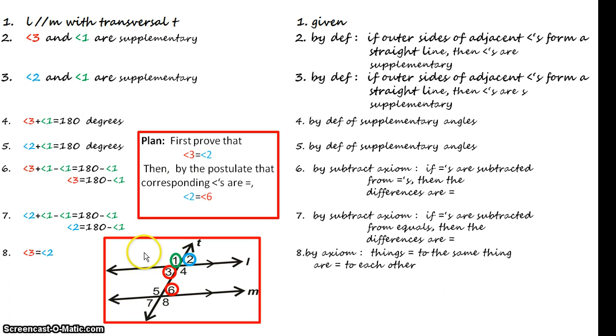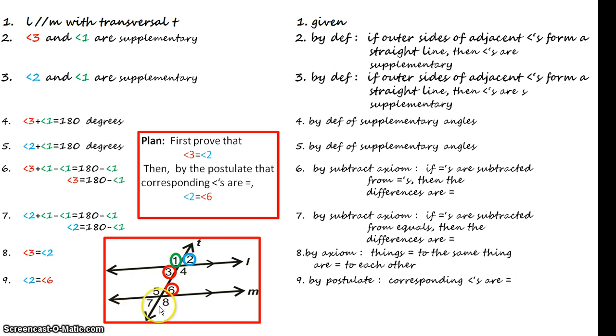So now that we know that angle 3 is congruent to angle 2, we can go to the second part of our plan, which says then by the postulate that corresponding angles are congruent, angle 2 is congruent to angle 6. So angle 2 is congruent to angle 6 by the postulate that corresponding angles are congruent. And they are both corresponding, if you recall, they're both above and to the right of the transversal.